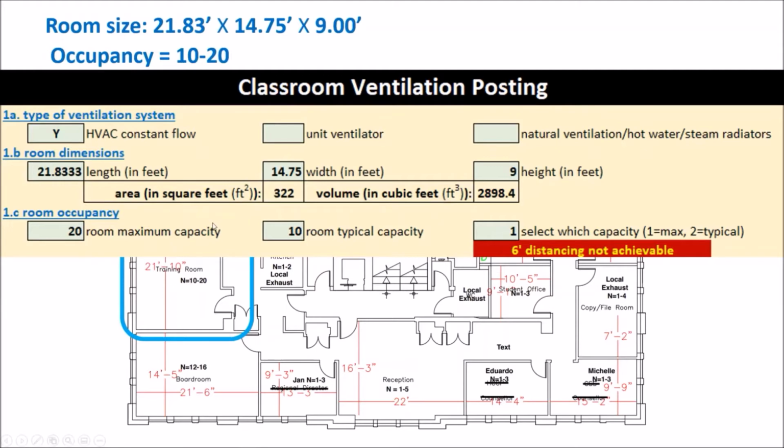A typical classroom in a school is about anywhere from 675 to 1,000. And the volume is calculated and the room capacity. The spreadsheet also calculates 6-foot diameter circles around each occupant, and you can see whether or not 6-foot distancing is achievable. And if you select the maximum, 20 people, there's no way you can achieve 6-foot distancing in this room. So there's kind of a warning in the spreadsheet for that.